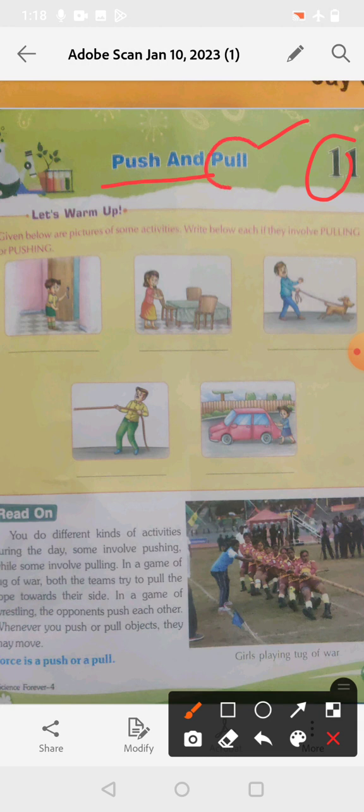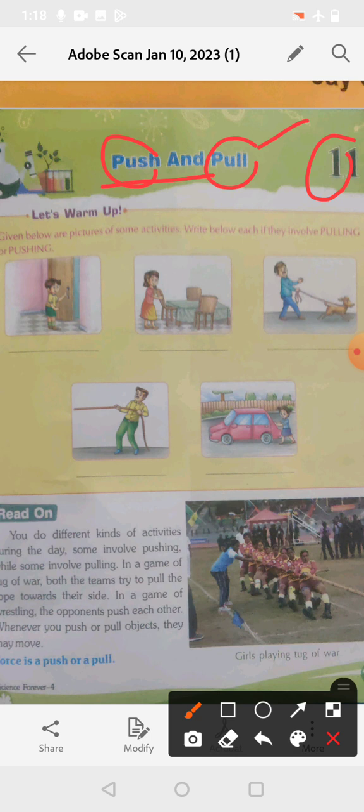So, what is the meaning of pull and what is the meaning of push? A force that changes the direction of an object towards you, right? A force that changes the direction of an object towards you, that would be a pull. Okay, and on the other hand, if it moves away from you, that will be a push. Okay, I guess naughty students know very well about push and pull, because in assembly also they are doing the same thing. They are pulling and pushing each other, right?